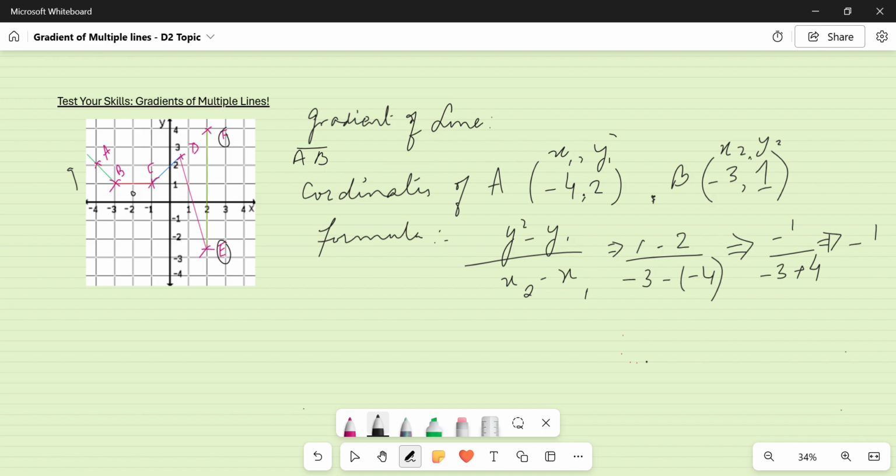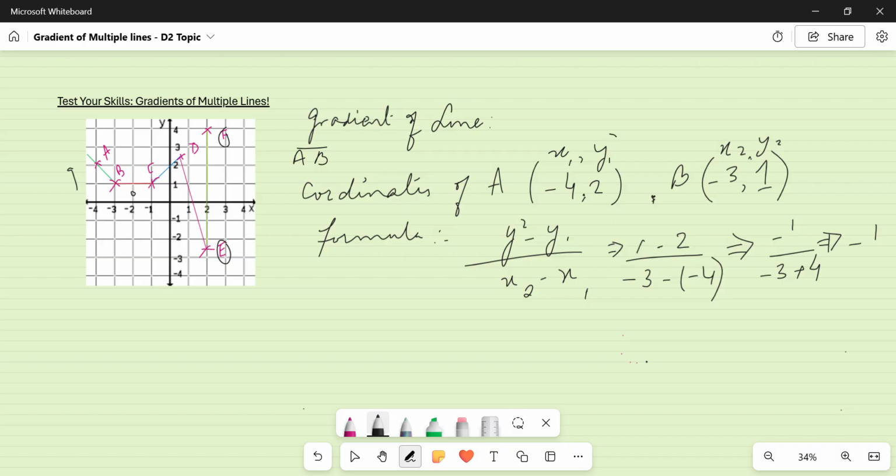So for line AB, from A to B, we need to find out the gradient, and then C to D, and then D to E. These three lines we need to find the gradient of. Line AB is going downward, so the gradient is supposed to be negative. Line CD is going upward, so the gradient is supposed to be positive. And DE is going down. So come on, tell me in the comment box, what is the gradient there? The gradient should be negative, right?